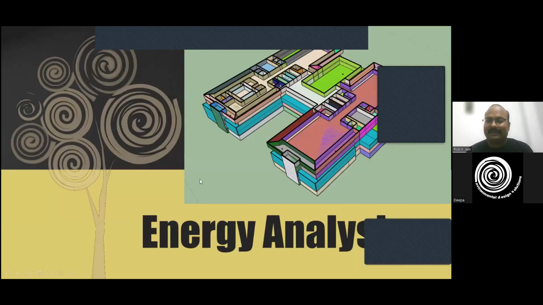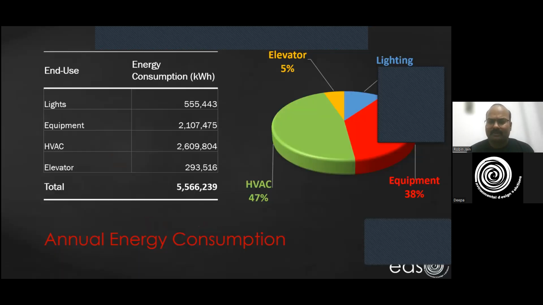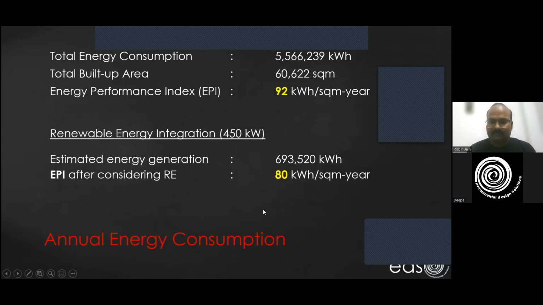Once we are ready with our inputs and our energy model, we have analyzed the end results. You can see the building is consuming around 47% of its energy in HVAC and 38% in equipment. If you look at the EPI numbers, it is around 92 for this building, and with the integration of renewables, it is 80. So you can see that this is a very efficient building if you compare it with the current standards.